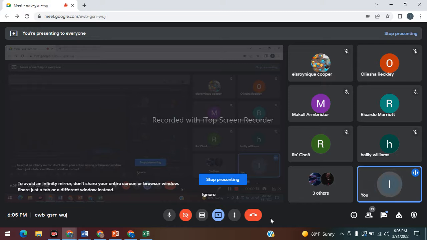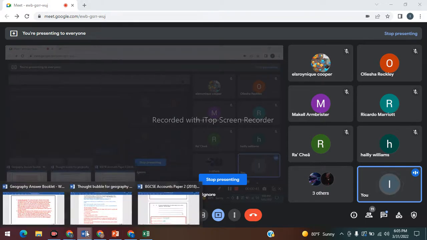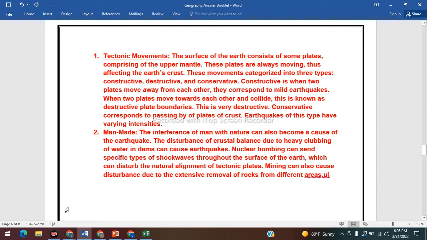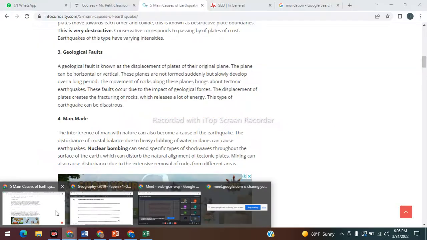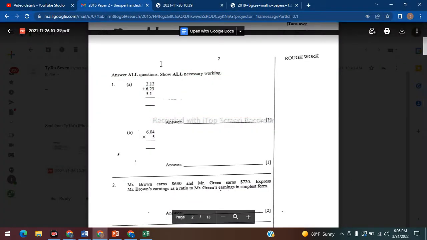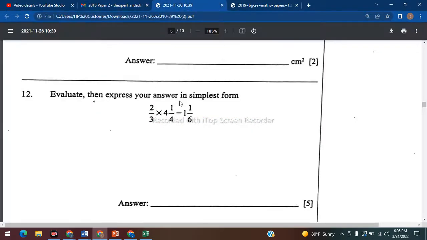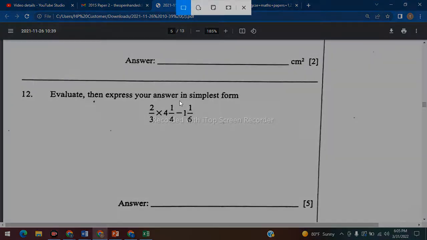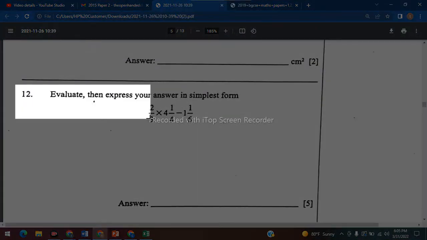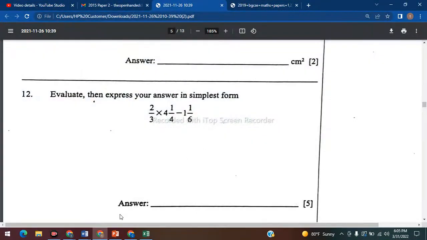All right, so let's begin with the homework that was given to my BGCSE students. We're going to start off with that, and then we're going to do the homework that was given to the other group after. Let's dive in. It was this homework. Let's begin with this question. We're going to do it by hand.